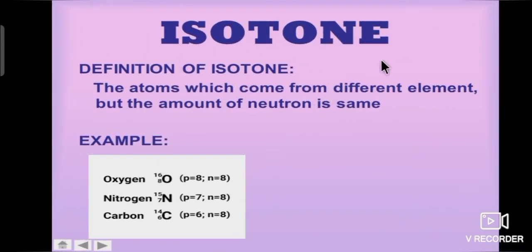Third one, isotone. What is an isotone? Atoms of different elements having the same number of neutrons are called isotones. For example, oxygen has 8 protons and 8 neutrons. Nitrogen has 7 protons and 8 neutrons. Carbon has 6 protons and 8 neutrons. So, these elements have the same number of neutrons, and they are called isotones.